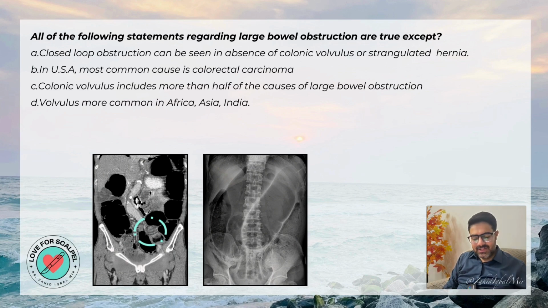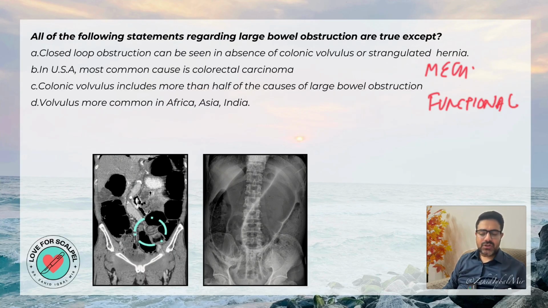Hello dear friends. So we have this question on large bowel obstruction. Basically, large bowel obstruction is of two types. One is mechanical and the second one is functional. The mechanical one is dynamic obstruction and the functional one is adynamic or pseudo-obstruction.